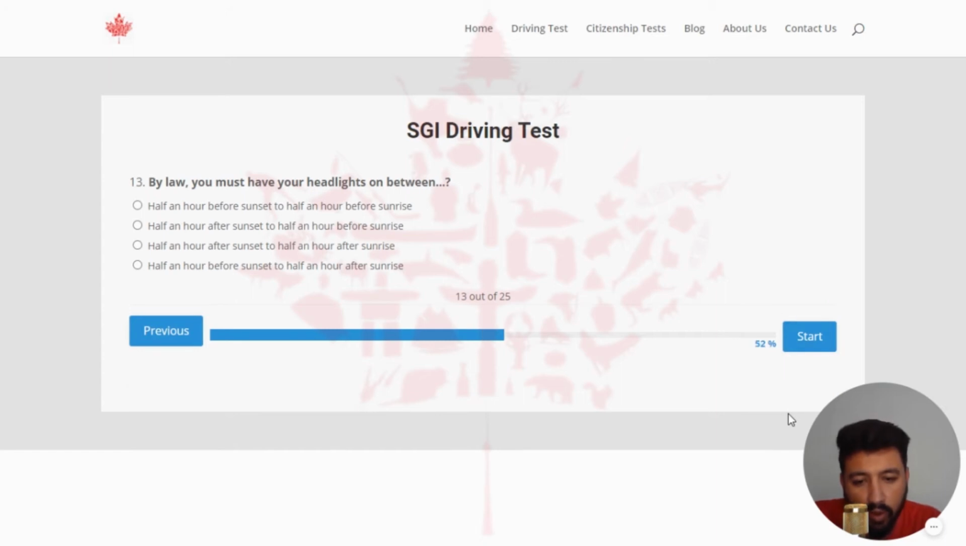Next, by law, you must have your headlights on between. The right answer of this question is half an hour after sunset to half an hour before sunrise. So I'm going to select the second one.